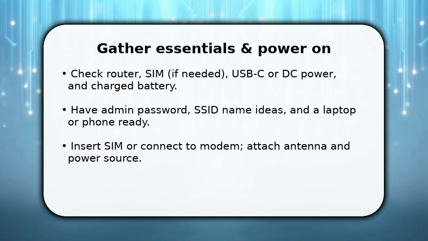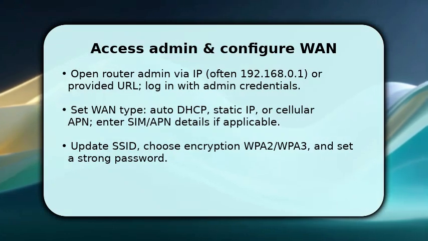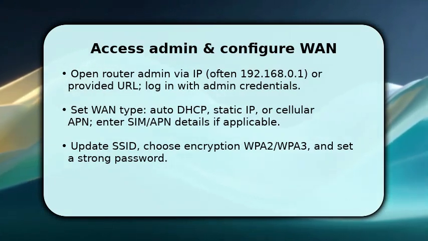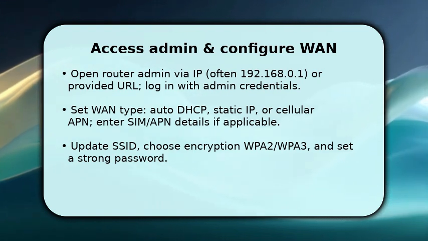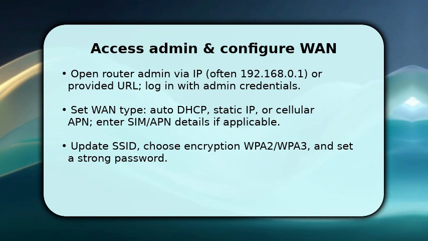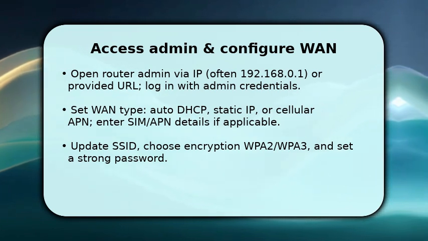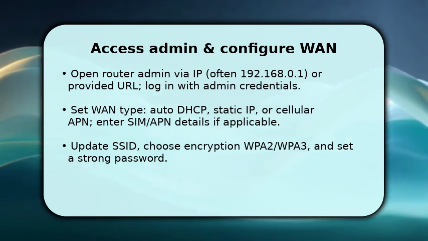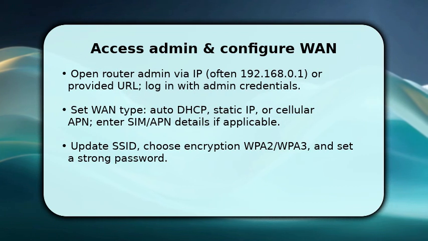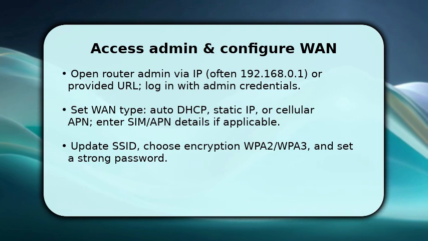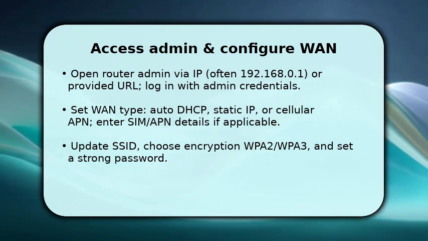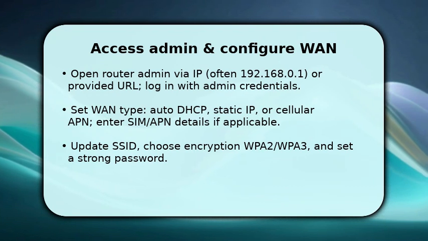Once connected, open a browser and navigate to the router's admin IP, commonly 192.168.0.1, then log in using the default credentials. Go to WAN or Internet settings and choose the correct connection type, DHCP for most modems, static if your ISP provided one, or cellular with the APN for SIM-based routers. Enter any APN, username, and password if needed.